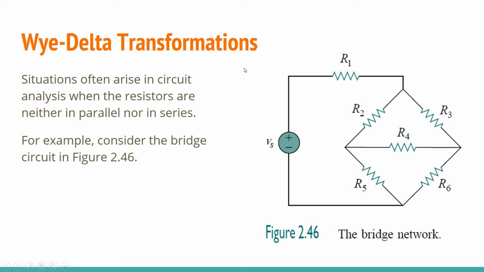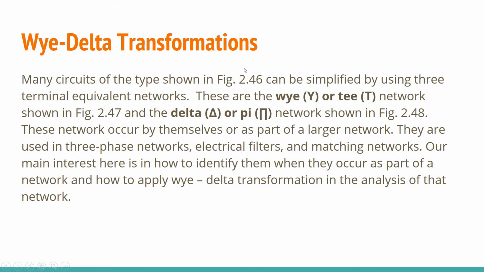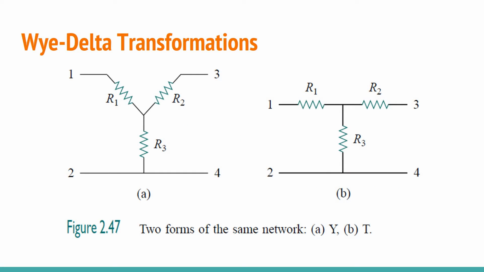So, discuss na ko na. Many circuits of the type shown in figure 2.46 can be simplified by using three-terminal equivalent networks. So, three-terminal equivalent networks na siya duha ka klase. Una, ang Y or gatawag nga T network shown in figure 2.47. Kani. So, ginatawag nga Y or T. Kaning letter A, ginatawag nga Y formation. Ang letter B, T.